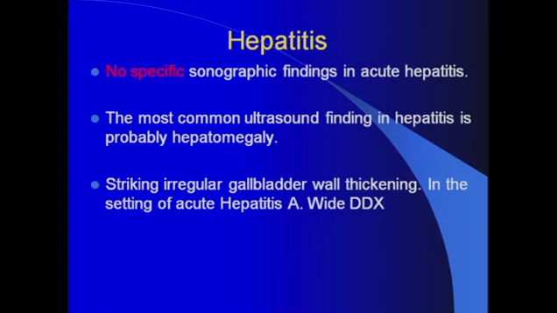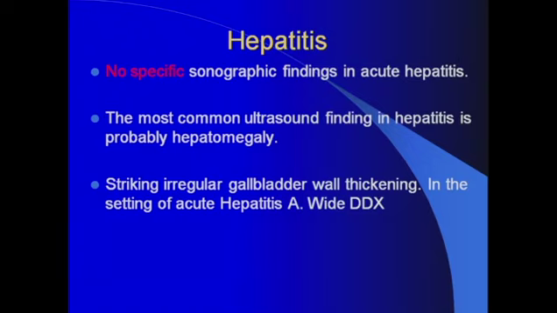So, in the setting of acute hepatitis, the most common ultrasound finding you would expect to see is most likely hepatomegaly. Now, in addition to that, there are other findings that can help you come to the right diagnosis in the right clinical setting, i.e. that the clinicians are suspecting the patient is having an acute problem with their liver.